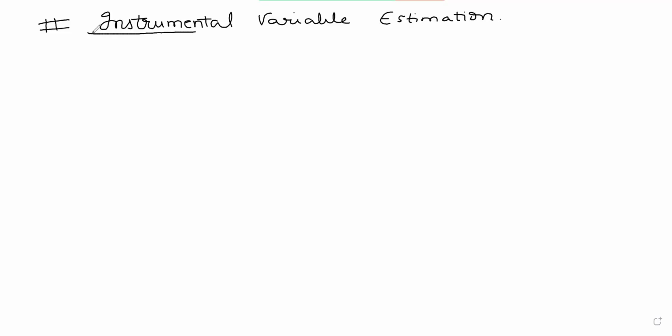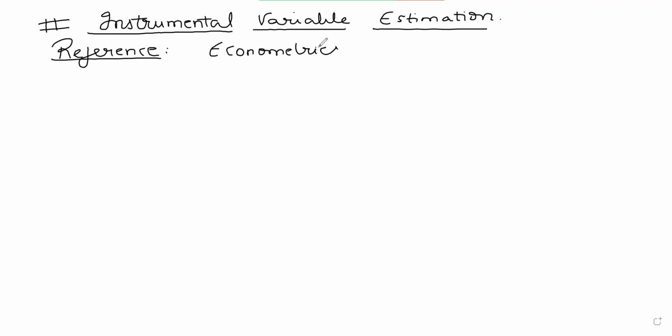The book I prefer to follow for my lectures on this particular module is Econometrics by Jeffrey Wooldridge. Now, let's first understand what is going to be the aim of this particular topic, and what is exactly meant by an endogenous variable. So we are going to look at all this.